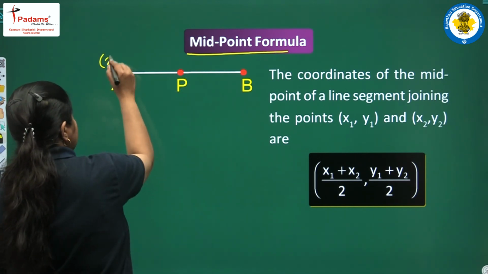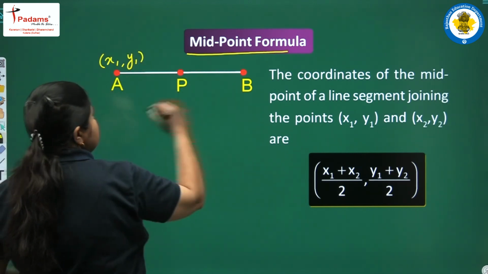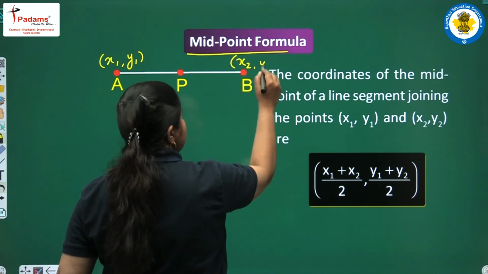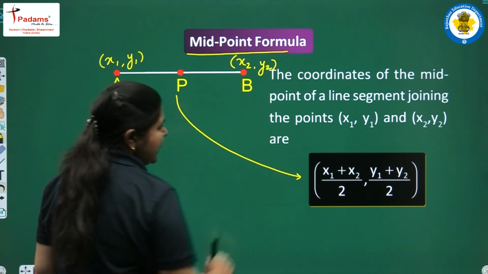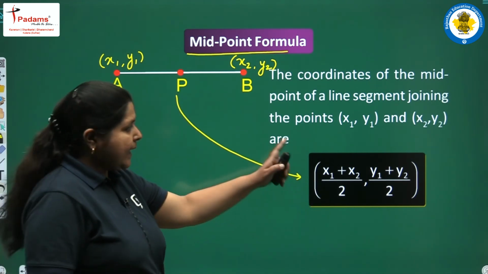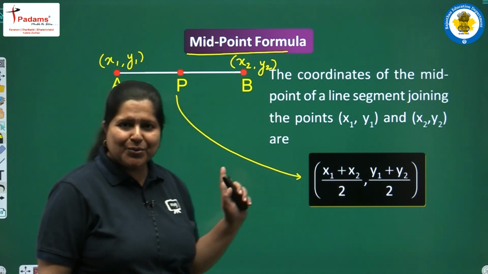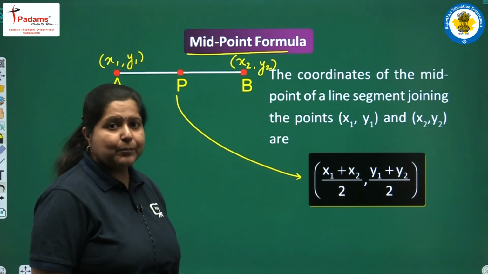If the coordinates of A are x1, y1 and the coordinates of B are x2, y2, then the coordinates of this midpoint will be x1 plus x2 upon 2 and y1 plus y2 upon 2. This is the midpoint formula, an important one.